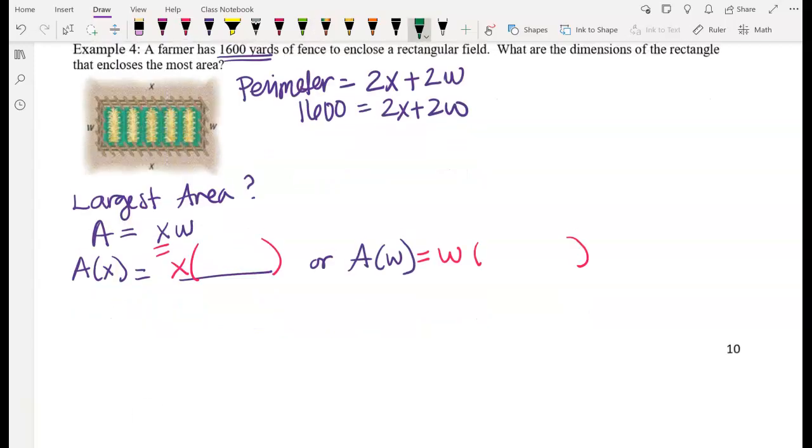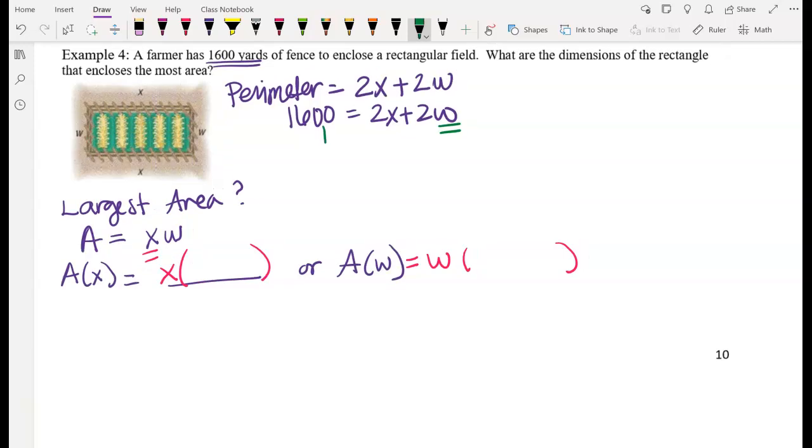I'm going to use A of X because that's just the first one I have written here. That means I'm going to solve for W from your perimeter formula. So to solve for W, I'm going to try to isolate the W, meaning I'm about to move 2X to the other side. So 1,600, students, minus 2X equals 2W. Next is to divide each and every term by 2. So W equals 1,600 divided by 2 is 800. 2X divided by 2 is going to be X. So W is 800 minus X. That gets substituted in here, 800 minus X, just like that.